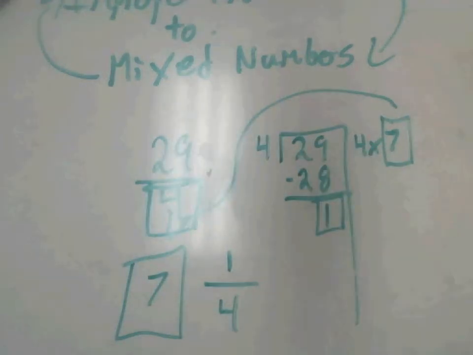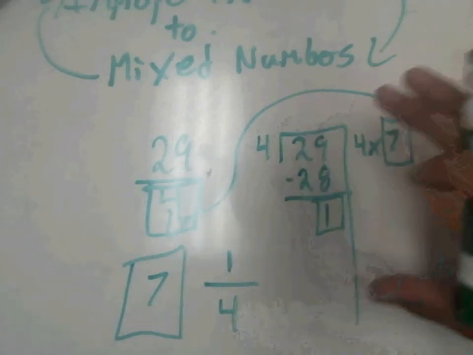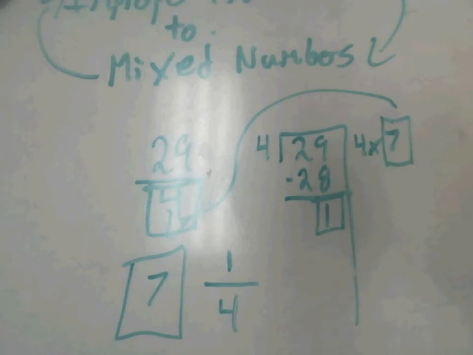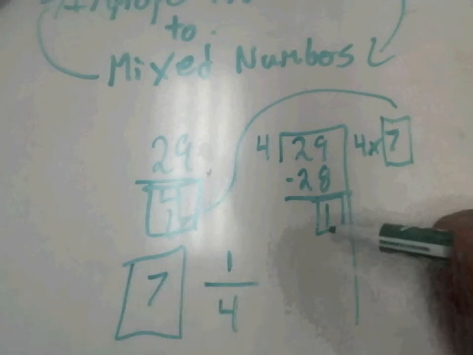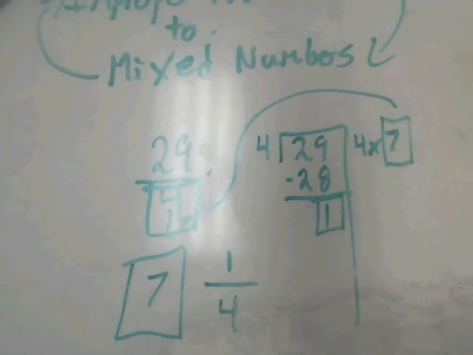So if we look at 29 fourths and we change that to a mixed number, we put it in the big 7 and we use our quotient as our whole number, remainder as our numerator, and then our denominator always stays the same. So it'll be 7 and 1/4.